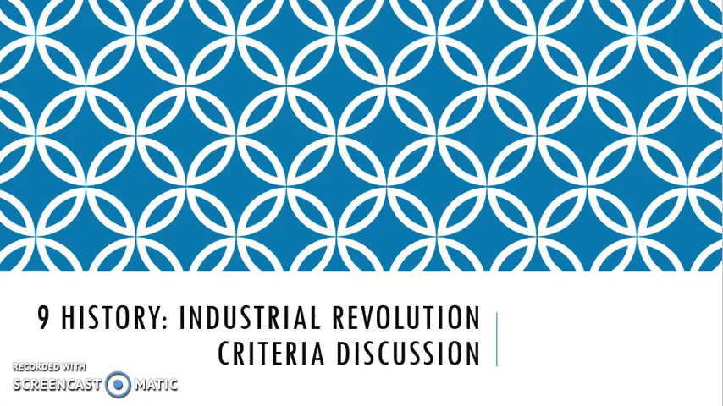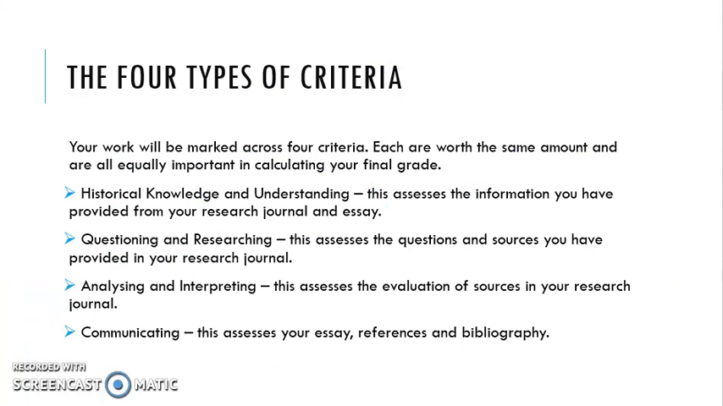Hi there. Today we're going to be looking at the Year 9 history criteria for the Industrial Revolution Research Essay assignment. So the first thing to keep in mind is that there are 4 criteria across which your work will be marked. Each are worth the same amount, so they are all weighted equally, and they are all equally important when calculating your final grade.